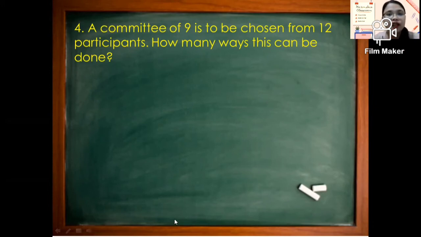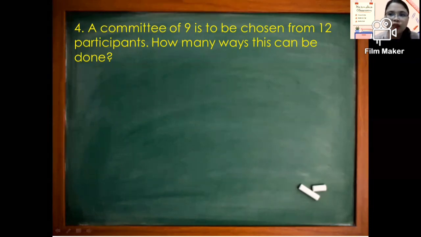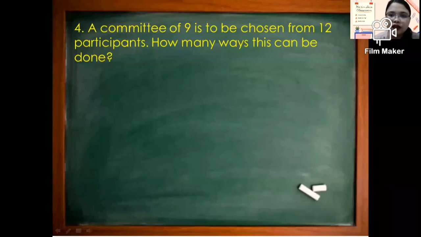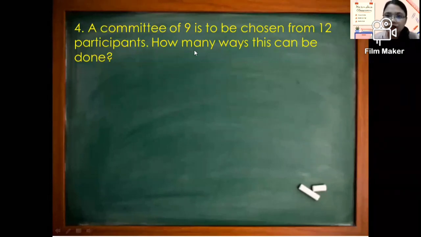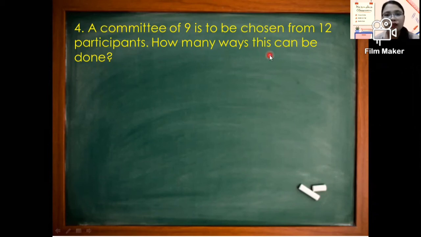So kung papansin natin, yung number 4 ay patungkol na sa pagpili daw po ng 9 participants from the given 12 participants. So ang keyword natin para malaman natin na siya ay combination or permutation ay yung word na chosen. Kapag merong word na chosen, yan po ay combination. Pero hindi lagi. So you need to read the whole given problem. Pero mas madalas, yung merong word na chosen ay sa combination.